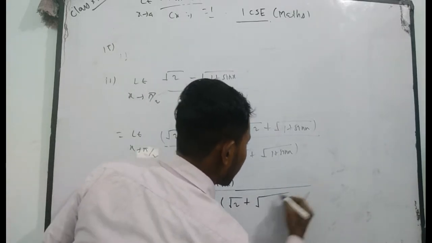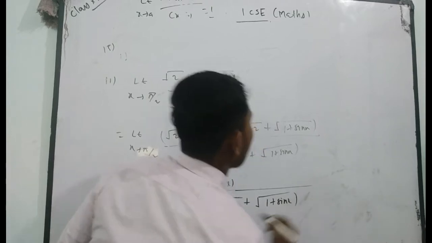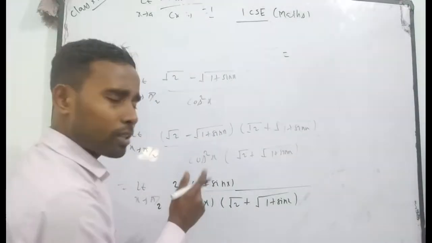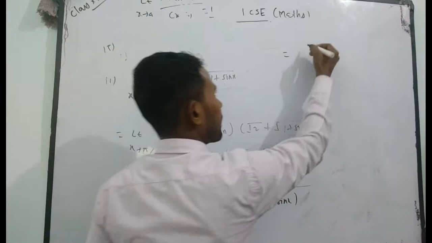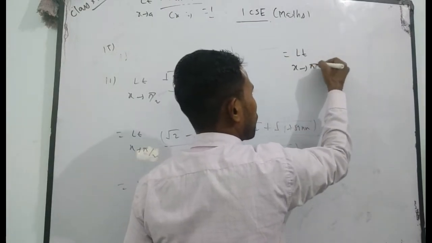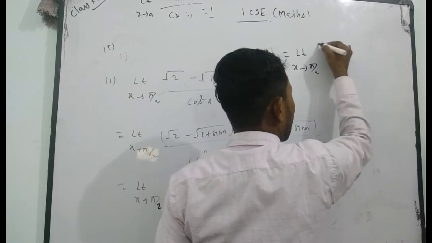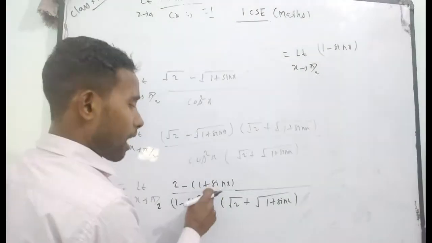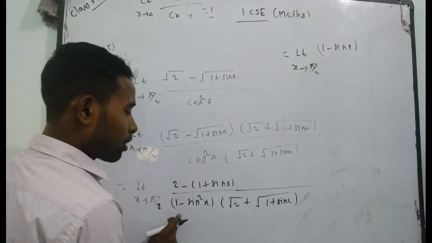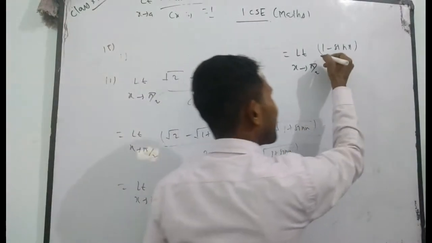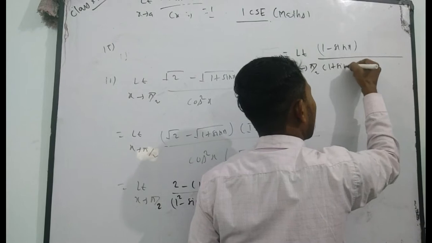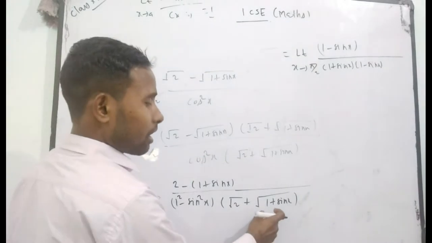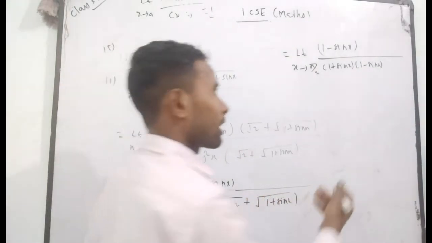You left it as before. Now again write here 2 minus 1 minus sin x, that means 2 minus 1, that will be 1, and 1 minus sin x. So can you write it? Limit x tends to pi by 2, that will be 1 minus sin x, because 2 minus 1 is 1, and minus sin x. And in the denominator you get 1 square minus sin square, which will be 1 plus sin x and 1 minus sin x as a multiplication. Can you write it? 1 plus sin x into 1 minus sin x into root 2 plus root 1 plus sin x. So you can write it again as a multiplication.